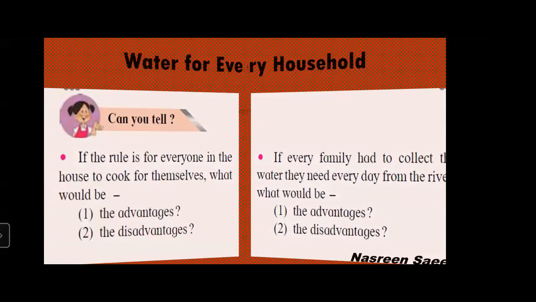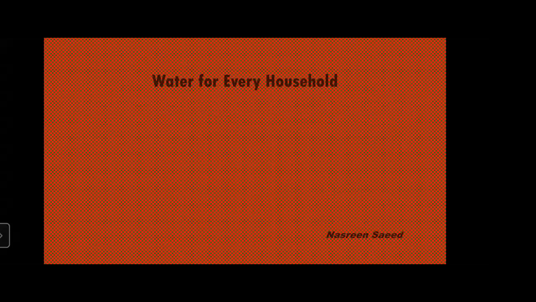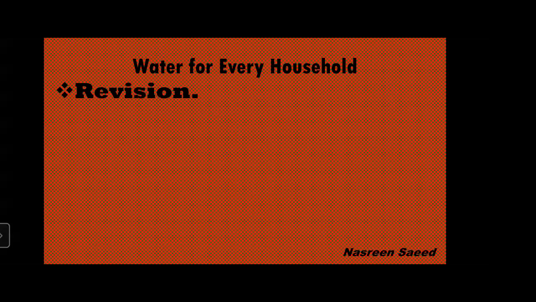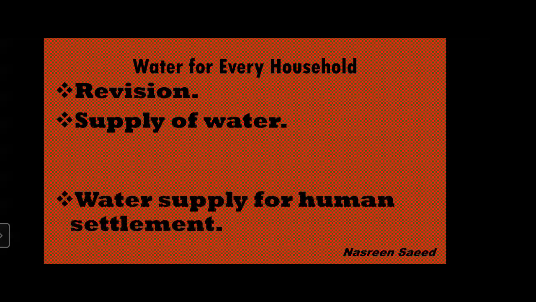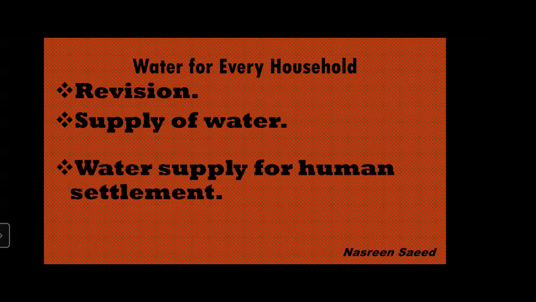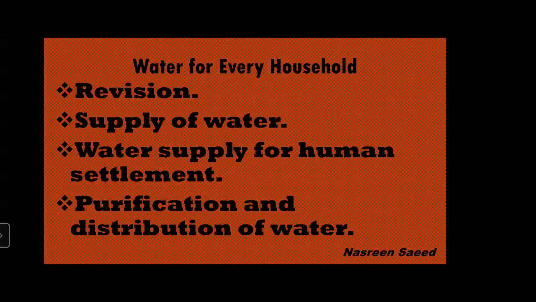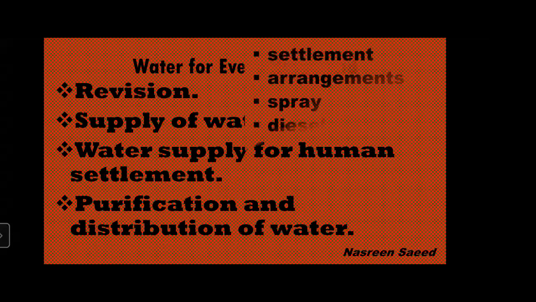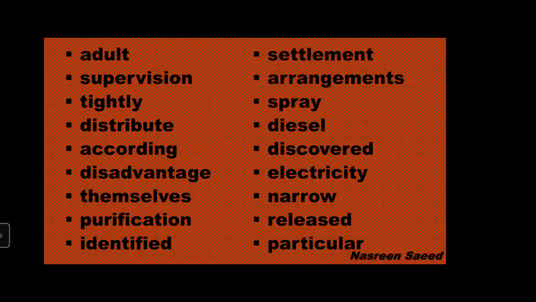I completed this session. Now, what we did in this session was revision. I told you the supply of water, then water supply for human settlement, purification and distribution of water. This we have completed. Now, your favorite part, dictation words. I showed you the pages. These dictation words are from those pages. I have only taken the dictation words from the pages which I have taught. Okay, so let's start. The first word is adult.